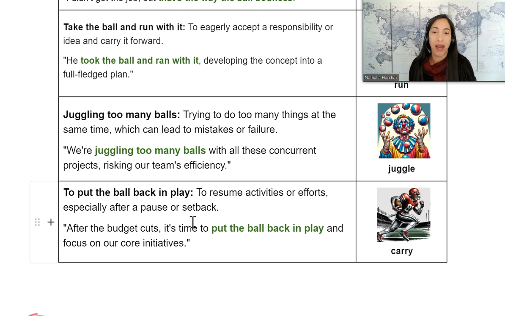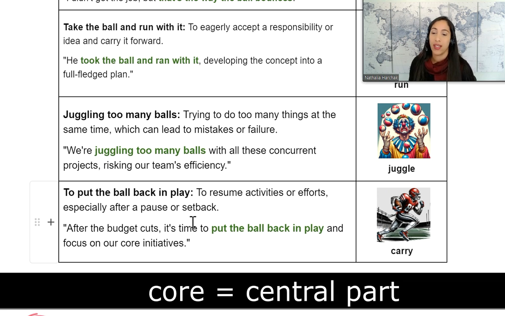So if you put the ball back in play, it means to continue, to resume activities or efforts, especially after a pause. Okay, so there was a pause, and now you need to continue. And that's a setback, right? When you have to wait for the game to restart. So after the budget cuts, it's time to put the ball back in play and focus on our core, most important initiatives. And that's it, guys.